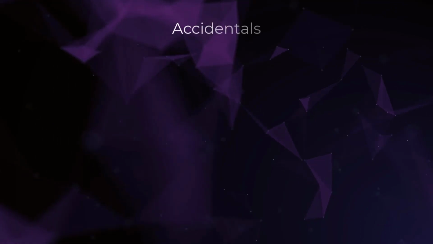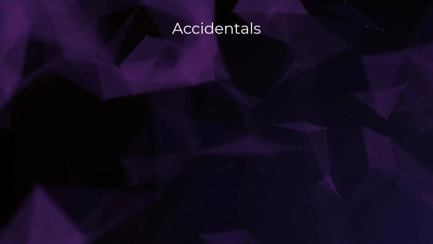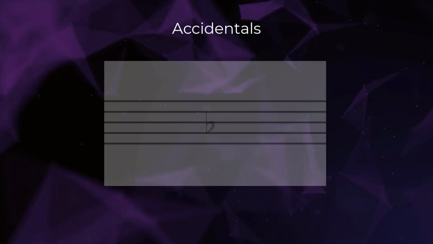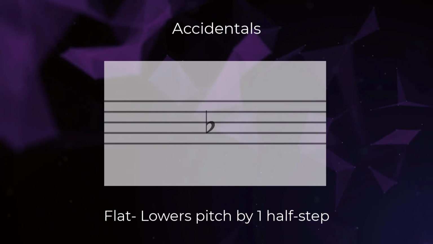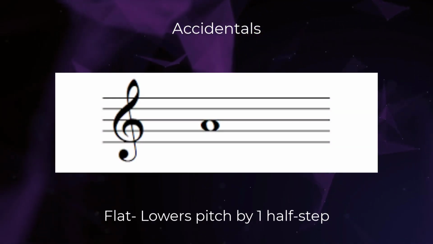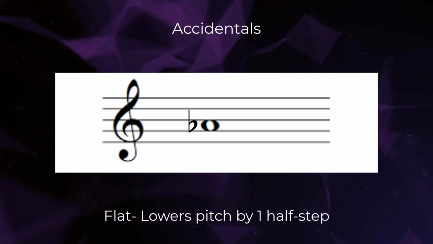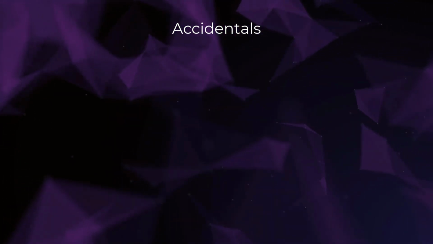There are a number of symbols placed next to notes that will alter the pitch, known collectively as accidentals. The presence of an accidental means you must include it in the name. This is a flat. A flat lowers a pitch by half step. So if we start here with an A natural and place a flat next to it, it then becomes an A flat, which sounds a half step lower than the A.